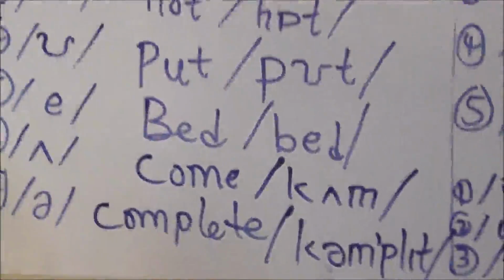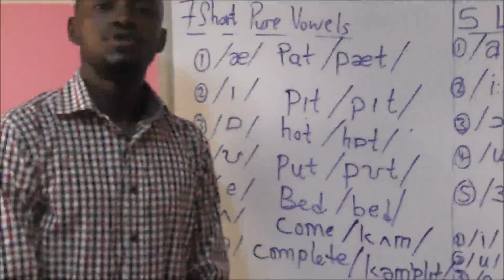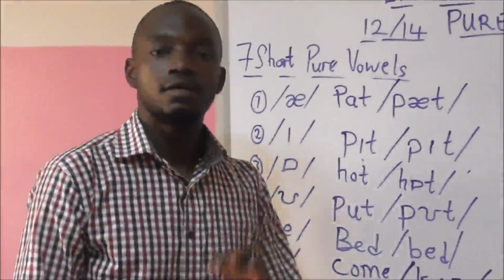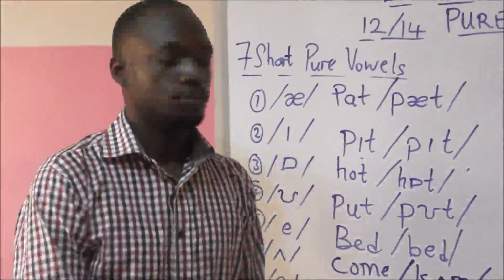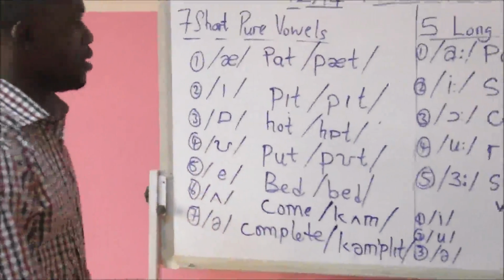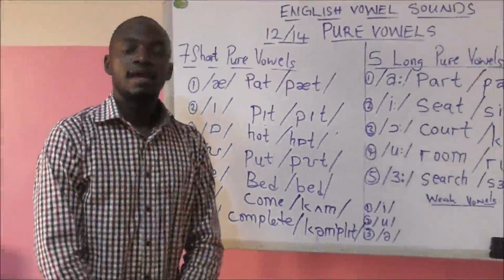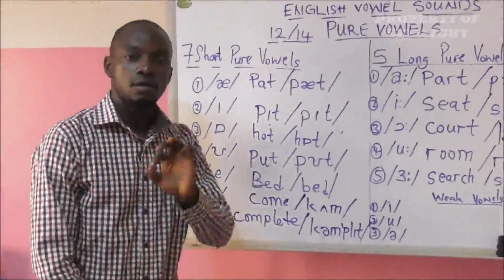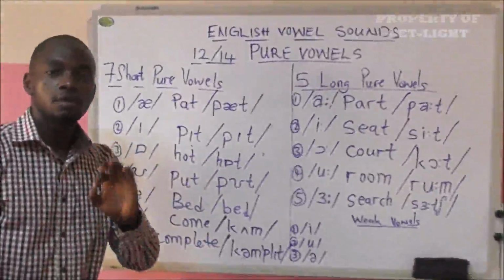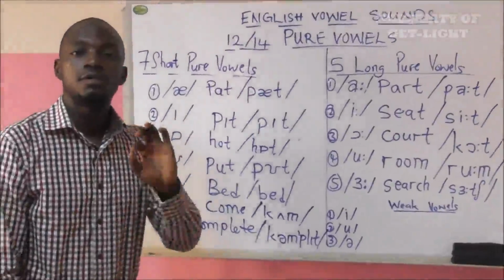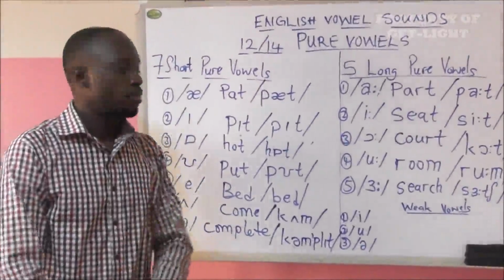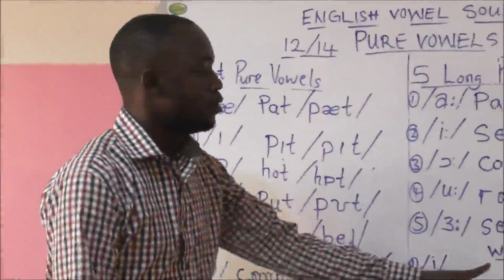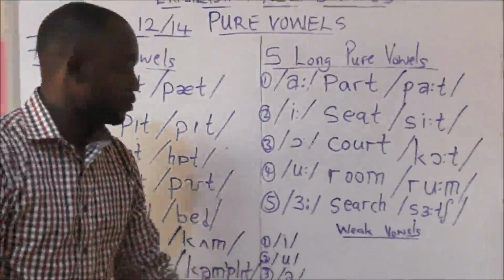We also have it in a word like computer, computer. And mostly words that end with ER without stress. Farmer, farmer, teacher, teacher. Okay, now let's look at the weak vowels.